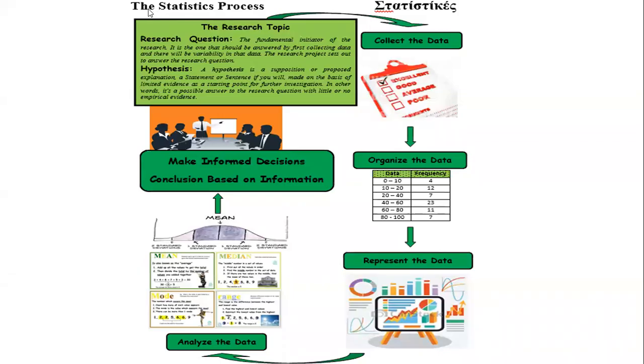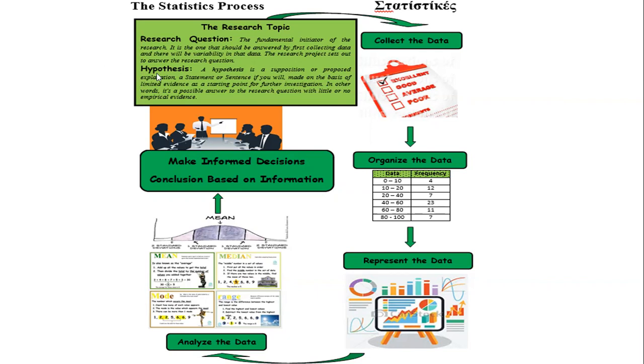The statistics process. Here you have statistics spelled in Greek. Here's the sigma symbol, which is "sum" in Greek, and it represents sum in statistics. It says the research topic, okay? Research question, the fundamental initiator of the research. It is the one that should be answered by first collecting data, and there will be variability in that data. The research project sets out to answer the research question, okay?